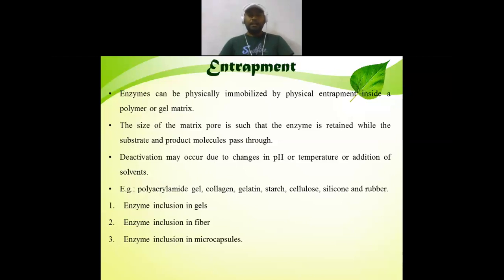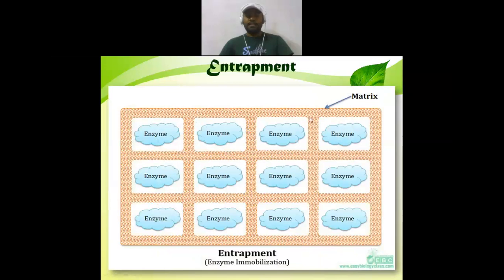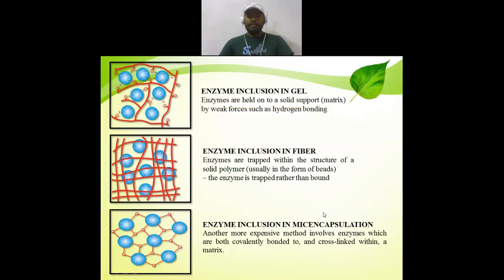Enzyme inclusion gels, enzyme inclusion fibers and enzyme inclusion microcapsules are also used for the entrapment of the enzyme. So this is the gel, this is the matrix form, and the enzymes get entrapped into this matrix form. So this is considered as entrapment. It is one of the examples of enzyme immobilization. Next, we will see the enzyme inclusion gel. How does enzyme inclusion gel work?